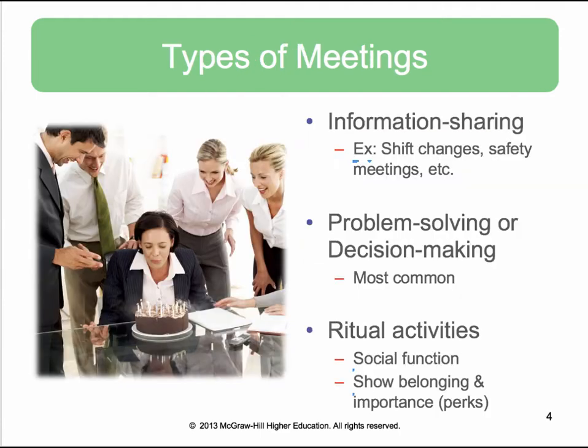So then we'll go into the types of meetings, the first of which is information sharing. So if you think about a hospital, for instance, nurses are always making shift changes where they have to relay information about their patients to the next nurse coming in to take over. So that would be an information sharing type of meeting. You'll also always have safety meetings or protocol type of meetings in the workplace as well, and that's another example of an information sharing meeting.